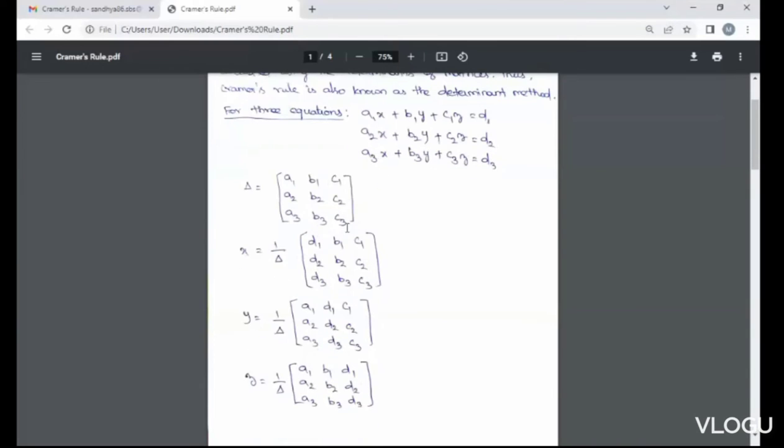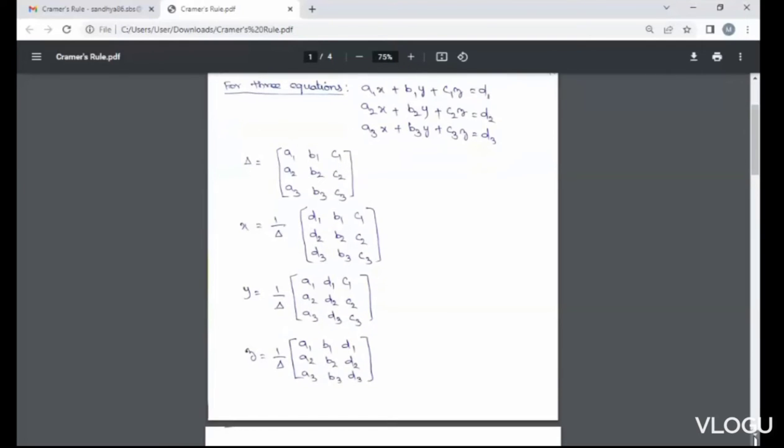And for z, the third column of delta is replaced by the RHS values. The third column of delta holds the z coefficients of the given equations. Those z coefficients are replaced by the RHS values, and the first two columns remain the same, that is a1, a2, a3 and b1, b2, b3. The third column of delta, c1, c2, c3, is replaced by d1, d2, d3.